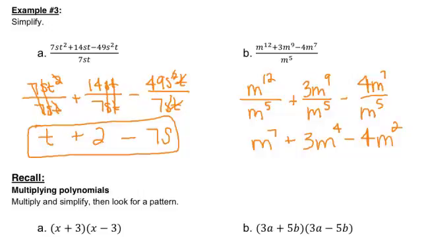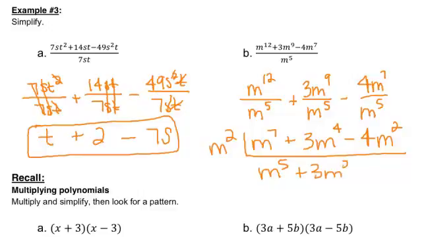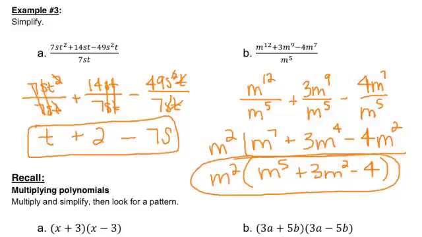Now we have to look at our answer, because if you notice, we have a common factor that we can factor out just like we did on the previous page. So notice they have an m squared in common, so we can divide out an m squared. We are left with m to the 5th plus 3m squared minus 4. And again, this is m squared times what's in the parentheses. So our final factored simplified answer is right here.